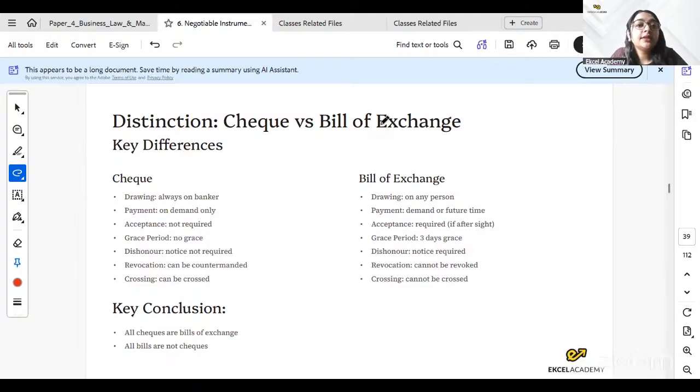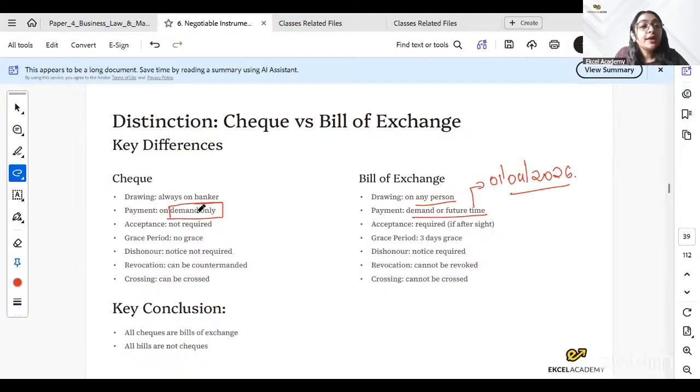Although check is a type of bill of exchange, let's understand the key differences here. Okay, your check is always drawn on your banker, bill of exchange is drawn on any person. Payment is on demand only. Payment is on demand or a future time. That is, in your bill of exchange, you can add a specific future date. Okay, let's say, for example, I am making this payment on the 1st of April 2026. That is going to be all right.